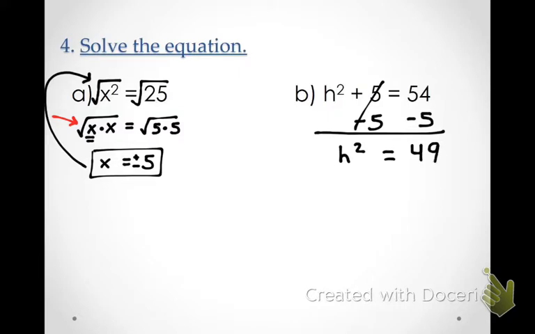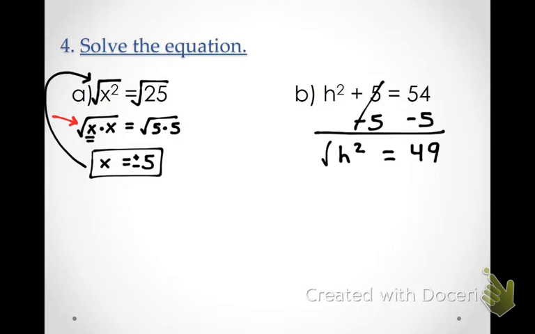Is h by itself right now? No, it's not. There's still a squared there. h squared is still there near it. How do I get rid of h squared? Do the thing that you did. What's that thing called? Square root. Do the square root of it, okay?